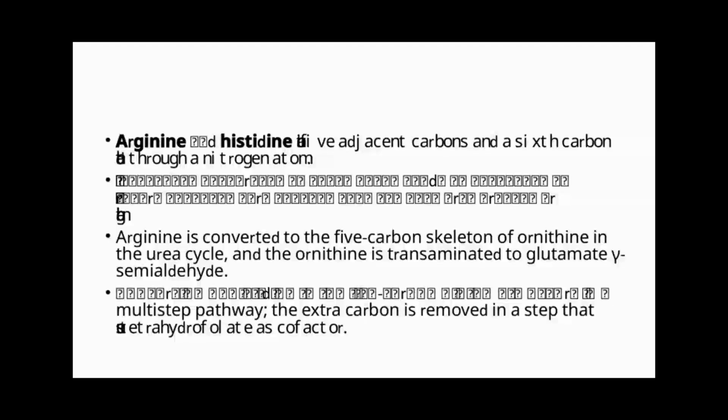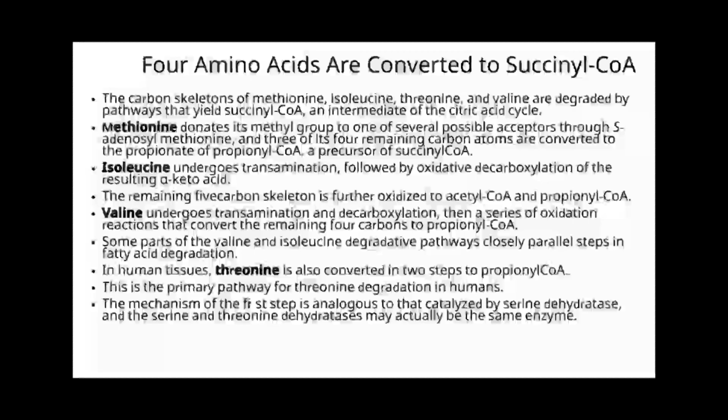Let's take a closer look at how the carbon skeletons of these amino acids, methionine, isoleucine, threonine, and valine, are degraded. They all feed into the citric acid cycle through a common intermediate, succinyl-CoA. Starting with methionine, it donates its methyl group to acceptors via S-adenosyl methionine.